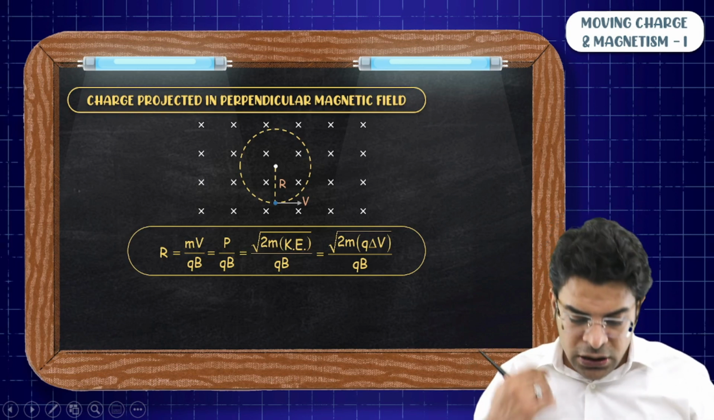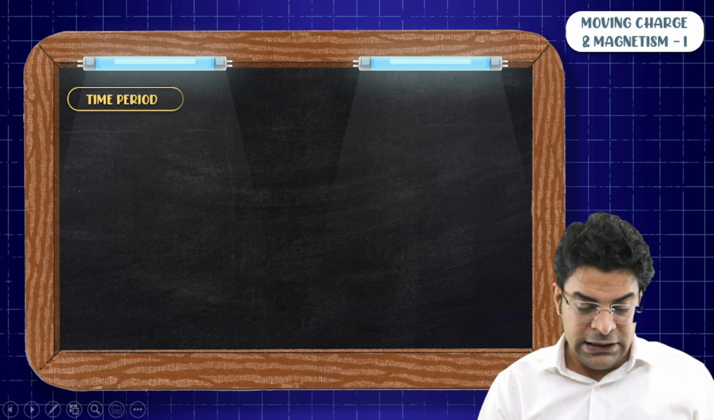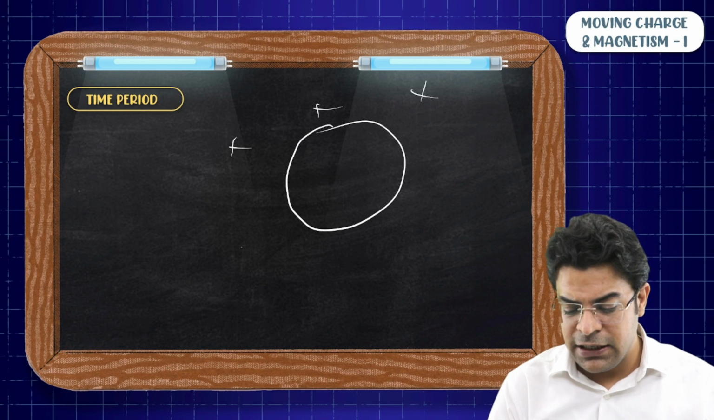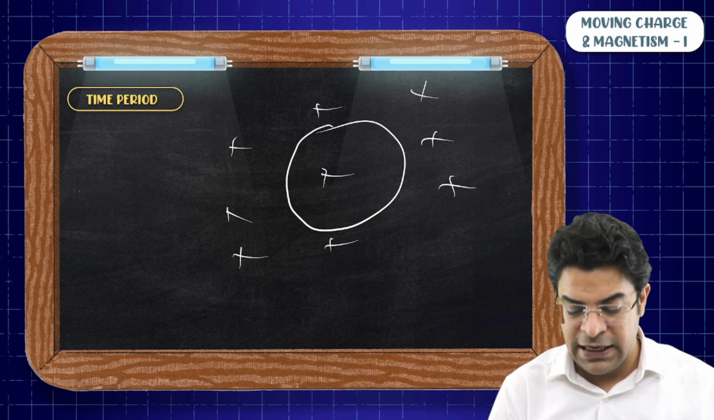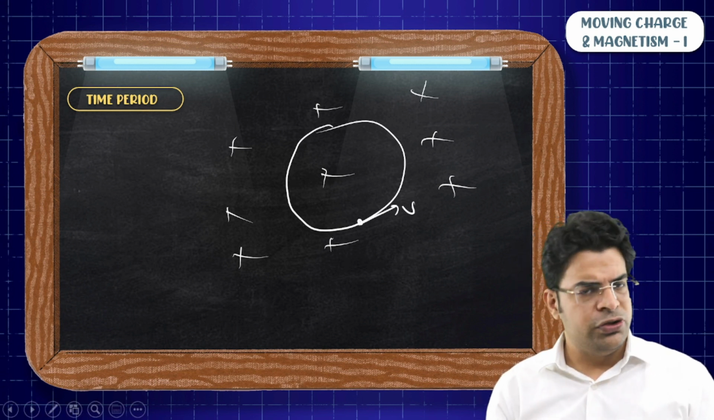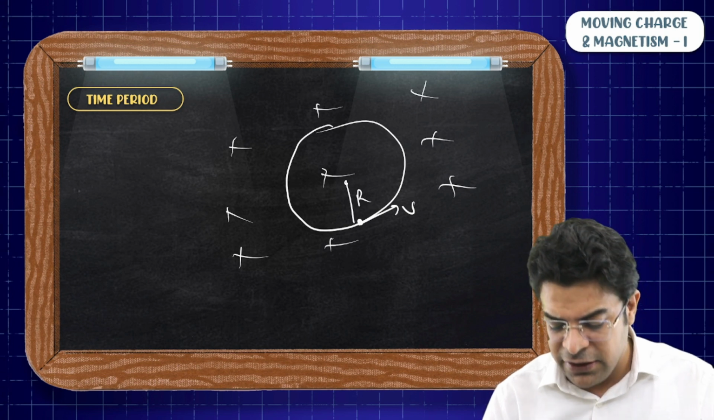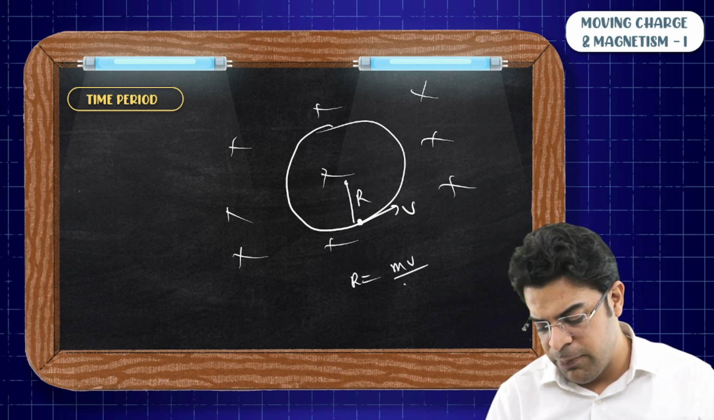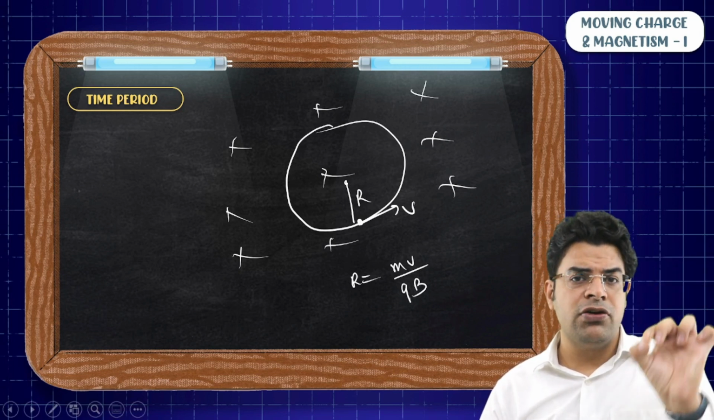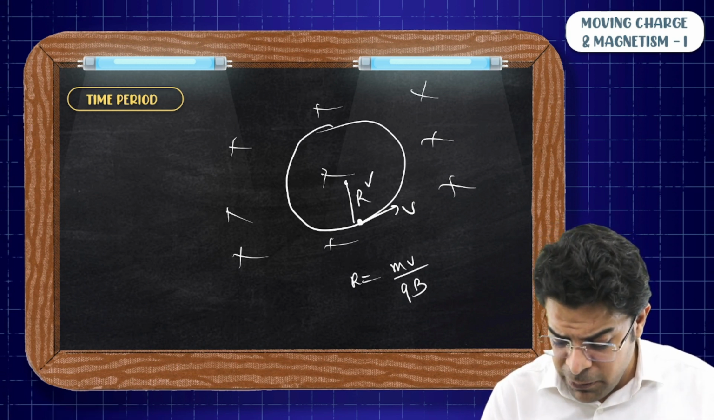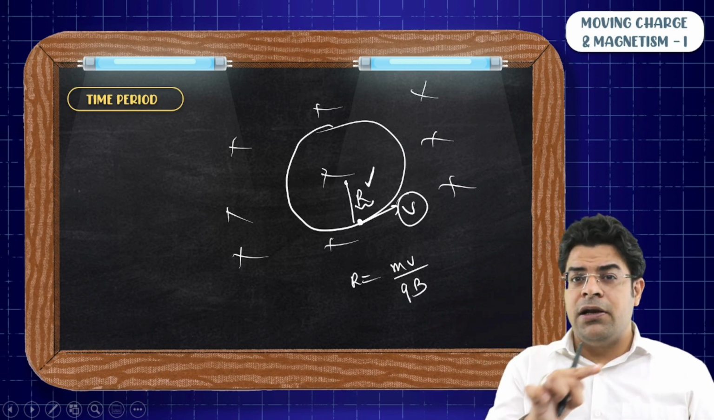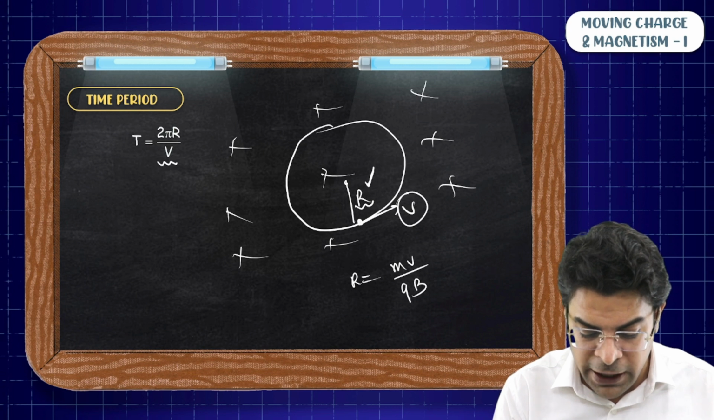Now let's talk about the very important thing, which is time period. Sir, you have told us that if a charged particle is projected in a transverse magnetic field, that is, the magnetic field is perpendicular to initial velocity, then the charged particle performs circular motion. You have even told us that the radius of this circle will be given by mv upon qB. Now, how much time will it take for the charged particle to complete the circular motion? We know that if the particle moves with a speed v in a circle of radius r, then the time taken to complete one circular motion will be nothing but 2 pi r by v.